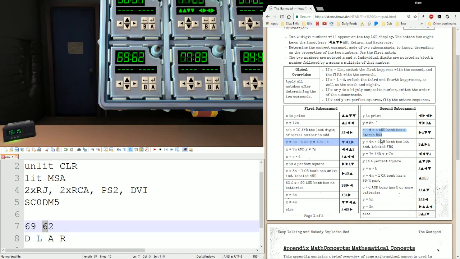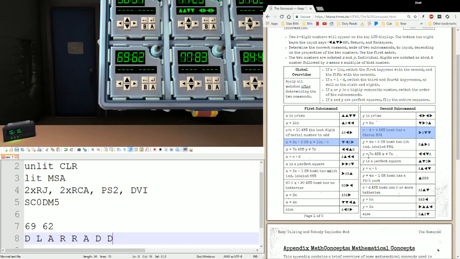And bomb has a stereo RCA. It did, so this one is actually true this time. That's a case I don't see very often. Right, A, down, down are my commands for this one. So that gets us to this point. We've got our 2 subcommands.